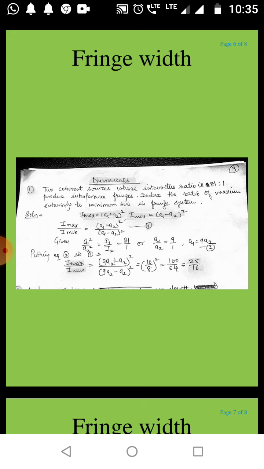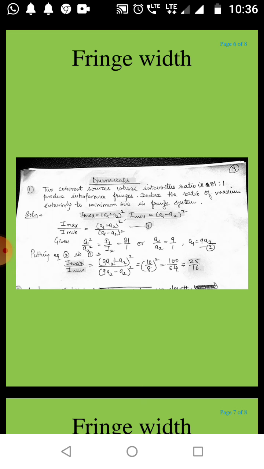First numerical: two coherent sources whose intensity ratio is 81:1 produce interference fringes. Find the ratio of maximum intensity to minimum intensity in the fringe system. Solution. By the principle of superposition, I maximum is equal to (A1 plus A2) whole square, and I minimum is equal to (A1 minus A2) whole square. I maximum upon I minimum can be written as (A1 plus A2) whole square upon (A1 minus A2) whole square, which is shown by equation number 1.